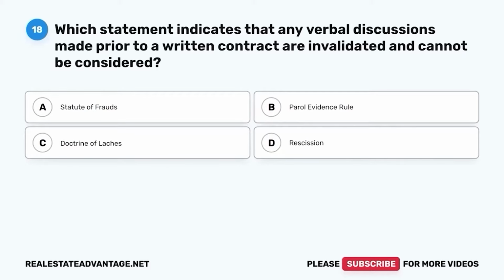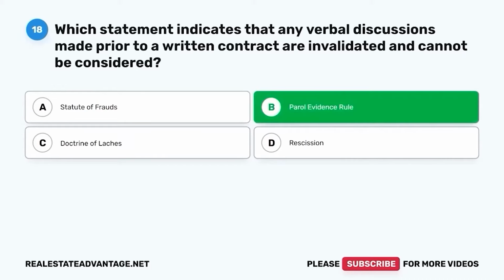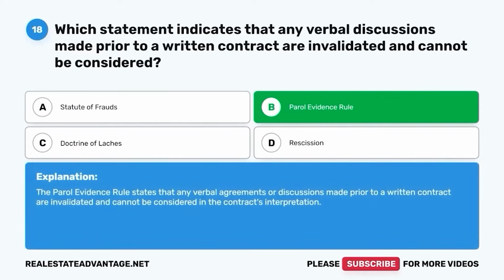B. Parole Evidence Rule. C. Doctrine of Laches. D. Rescission. The correct answer is B. Parole Evidence Rule. The Parole Evidence Rule states that any verbal agreements or discussions made prior to a written contract are invalidated and cannot be considered in the contract's interpretation.